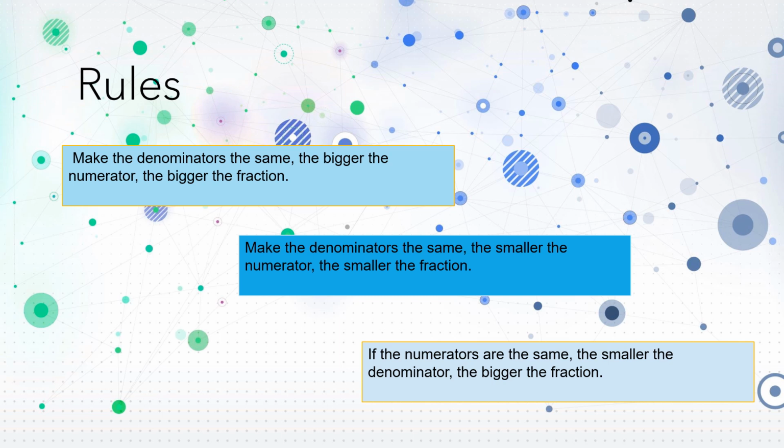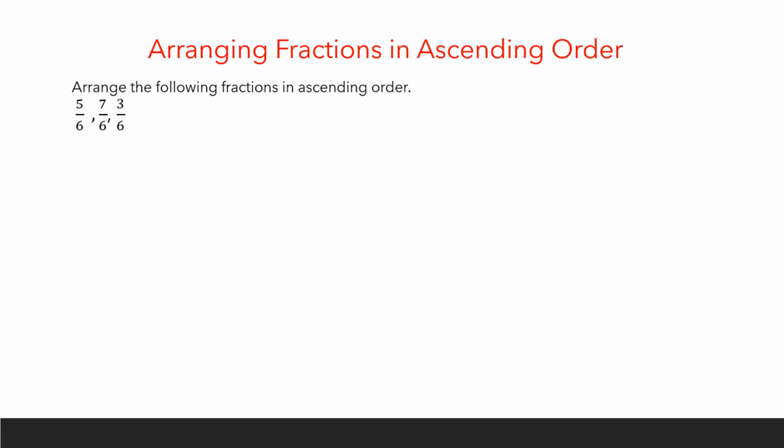Now let's see some examples. Here is our first example, arranging the fractions in ascending order. Ascending order means arranging the fractions in an increasing order, from smallest to greatest. Our question is: arrange the following fractions in ascending order. We have the fractions 5 by 6, 7 by 6, 3 by 6. So our denominators are the same and equal.